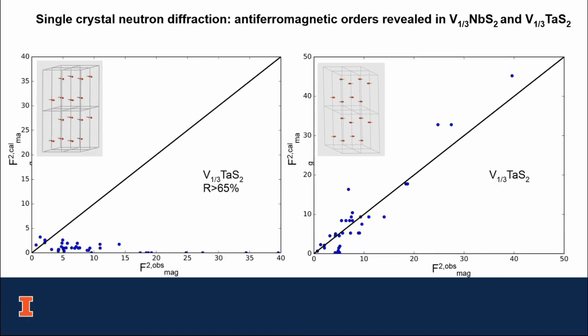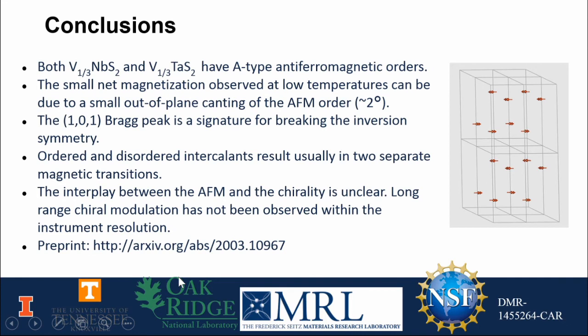Just to give you a sense of how bad models look, if the magnetic structure is completely ferromagnetic, then the calculated intensity does not match the observed intensity at all. So to summarize, we have determined the magnetic structure to be an A-type antiferromagnetic order, which is shown in this plot. This is completely different from previous literature. The small net magnetization observed can be due to a very small out-of-plane canting of those moments.